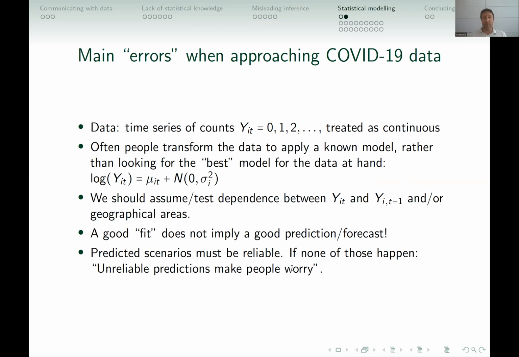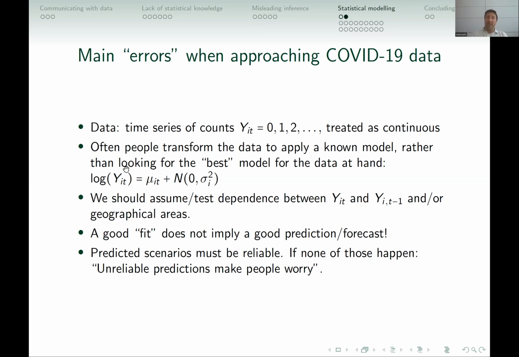I'm reviewing a paper now, and they transform the data to apply a very well-known and well-established method. So the idea is, I know a method, I believe that this method might be suitable, so I transform the data in order to apply the method. Well, usually we do the opposite. We find the best method to capture, to model the data features.